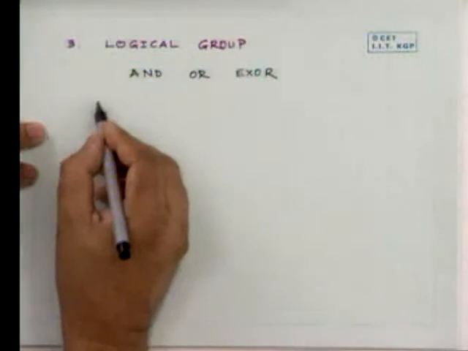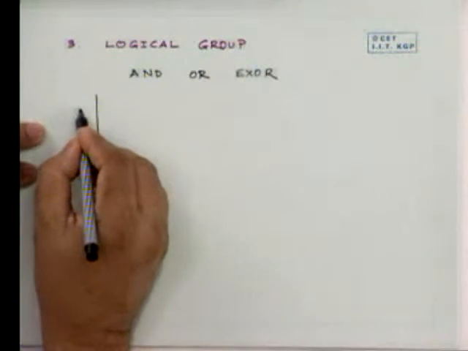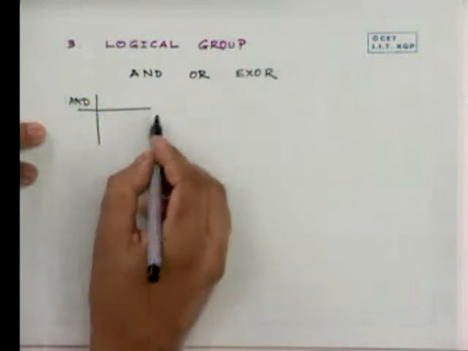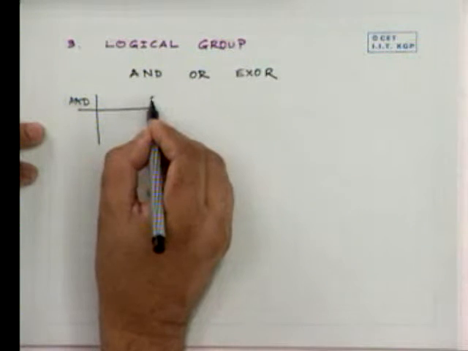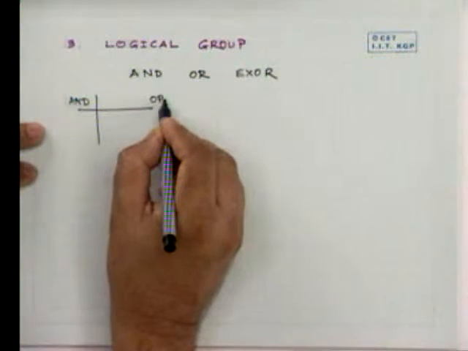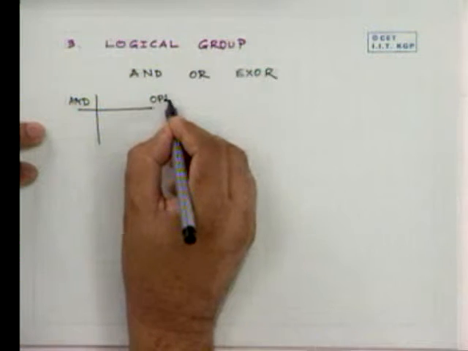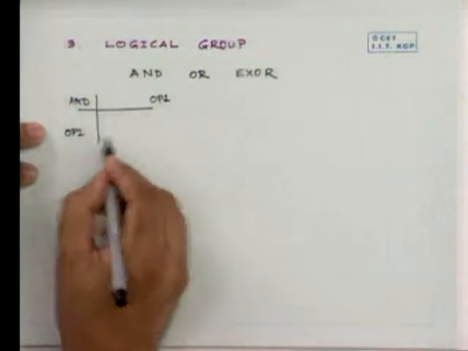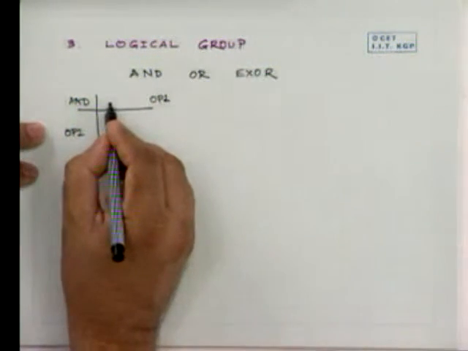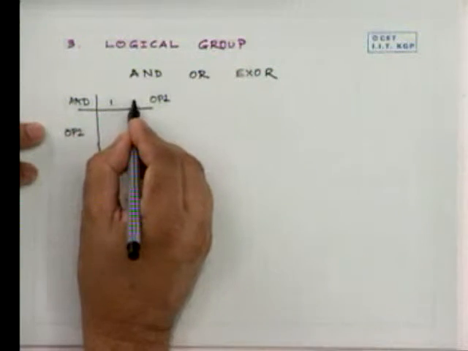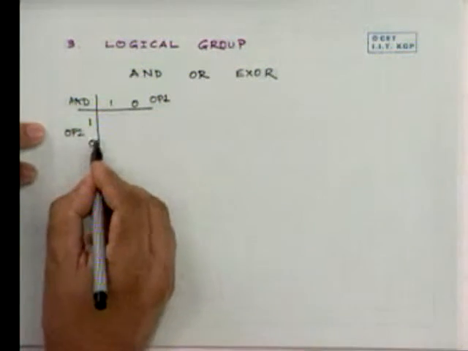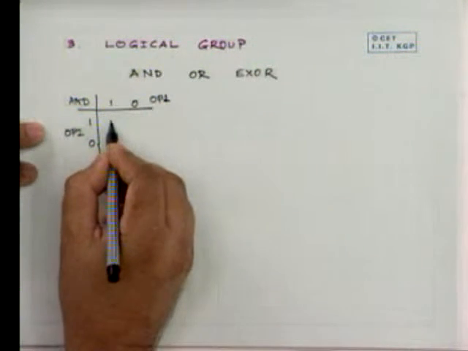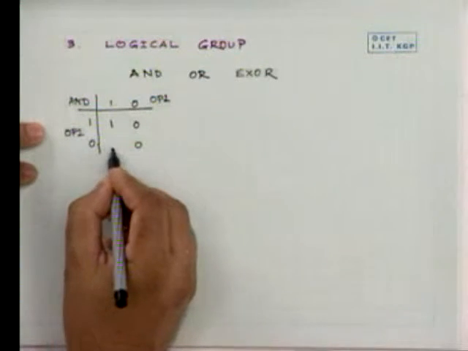Let me explain, say, the AND operation. Say this is operand bit 1 and this is operand 2. Both of them are 1 bit. The operand 1 can be 1 or 0, and this also can be 1 or 0. In the case of an AND operation, if both operands are 1, then we have 1 here, otherwise we have 0, 0 and 0.